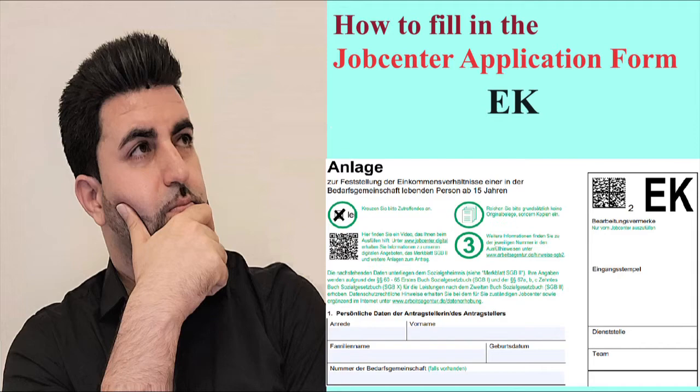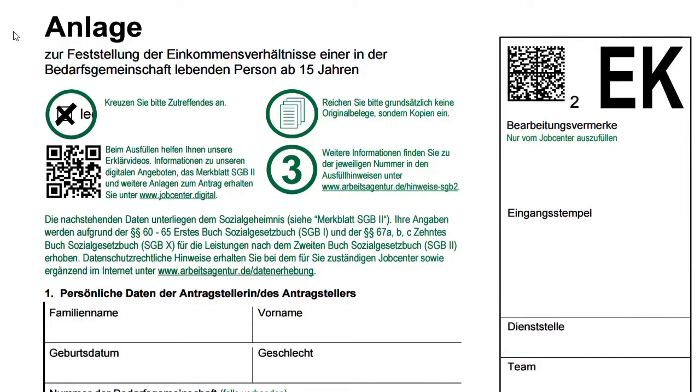Today I would like to explain how you can fill in the attachment EK of the main application of Jobcenter. EK is the abbreviation for Einkommensverhältnisse, and in English it means income. In fact, Jobcenter wants to find out through this attachment if someone living in your community of need or in your family who is 15 years old or above has an income or not. Now I would like to explain how you can fill this form in.